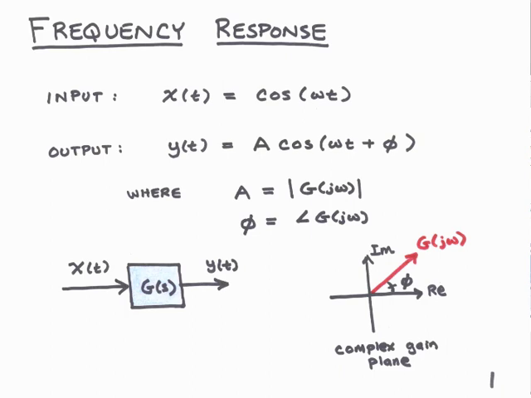In our previous lecture, we looked at the response of a linear system to an input that was cosine omega t. And what we found was the output would also be a cosine at this frequency. The difference between the input and the output was one of magnitude and phase. The magnitude, labeled A here, is given as the absolute value of the complex number G of j omega, where G is the transfer function of the system. The phase is labeled phi, where phi is the angle of G of j omega.